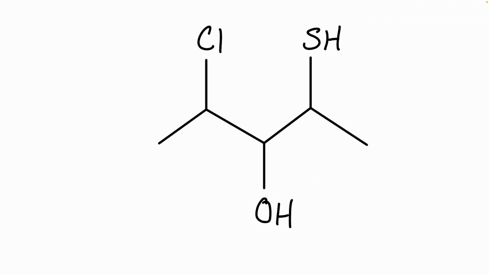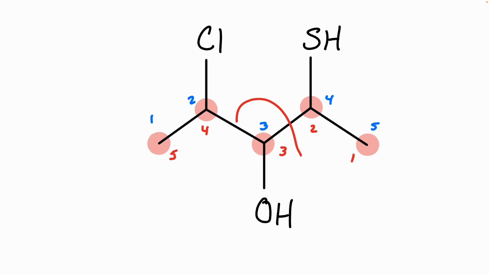Same thing here. I'm going to find my parent chain, 1, 2, 3, 4, 5. I'm going to number my parent chain, 1, 2, 3, 4, 5, and again 1, 2, 3, 4, 5. I'm only going to pay attention to my alcohol group, but regardless of which one I pick, my alcohol group is at carbon 3. So let's take a poll real quick. Who thinks that we should pick the blue numbering scheme? And what about the red numbering scheme? Okay, so it's a tie.